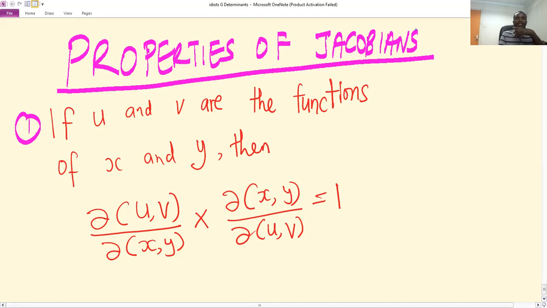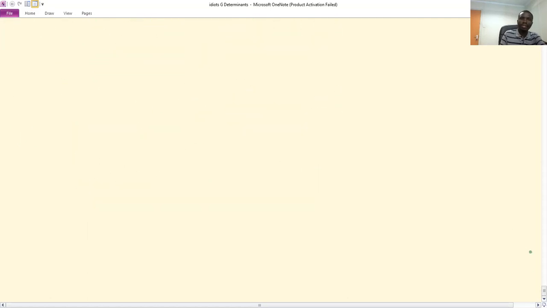Please, this does not mean that you cancel the partial u, v over partial u, v to get 1, and the partial x, y to get 1. That will take you to hell. So let's see how we need to prove this. Proof.